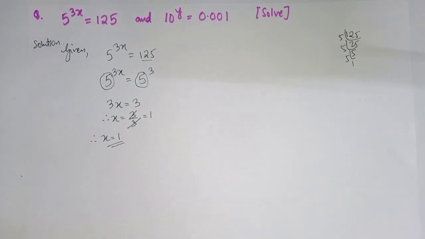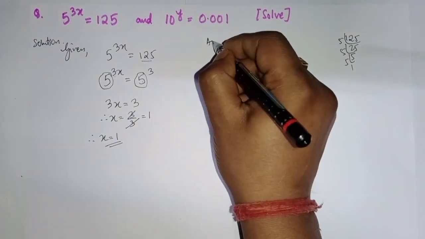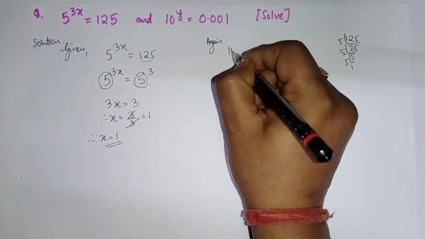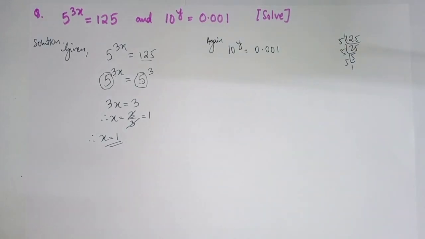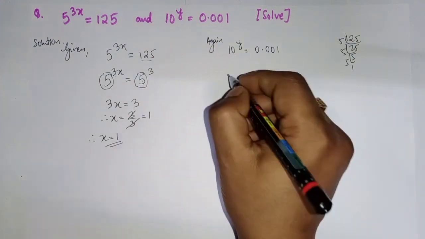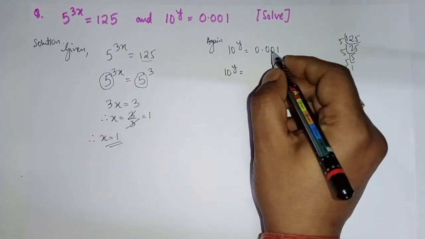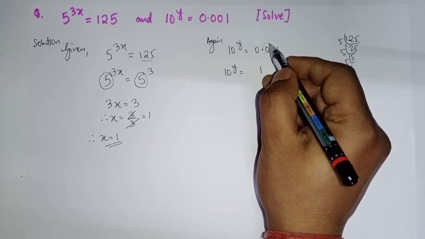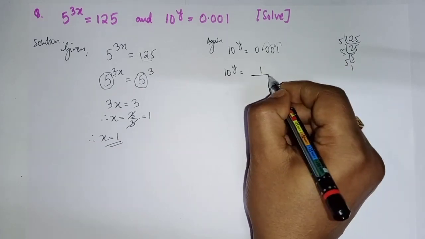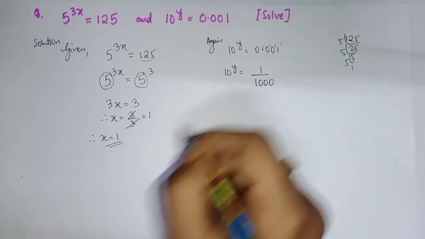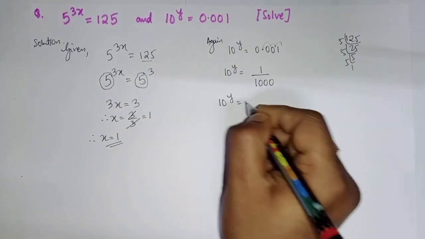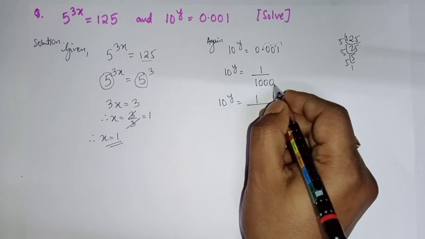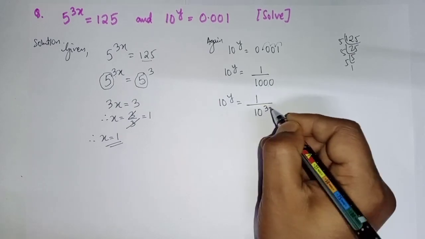Now let's find the value of y. So what do we have again? Again we have, you can see here, 10 to the power y equals 0.001. So I have 0.001. So what can I write this as? As you know, how many zeros are there? 1, 2, 3. That means 3 zeros will come in the denominator. You know this rule? Yeah. So this will be 10 to the power y equals, how many zeros are there? 1, 2, 3. This means I can write 1 over 10 to the power 3.